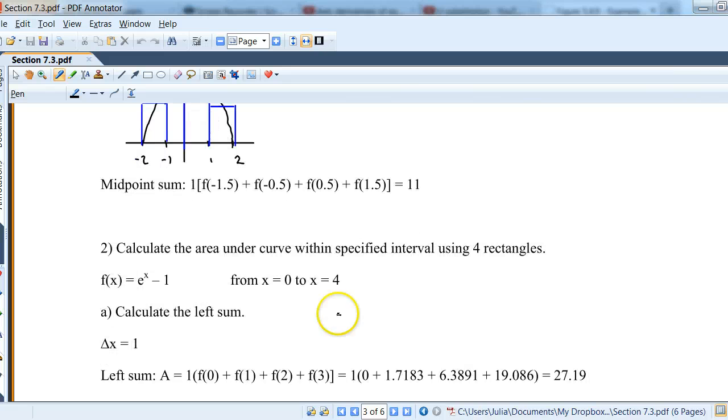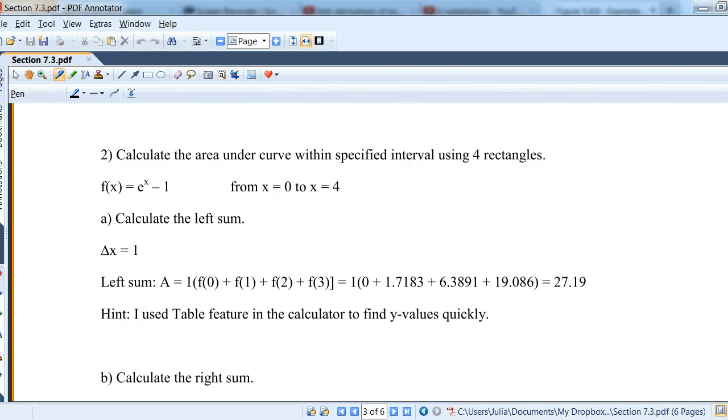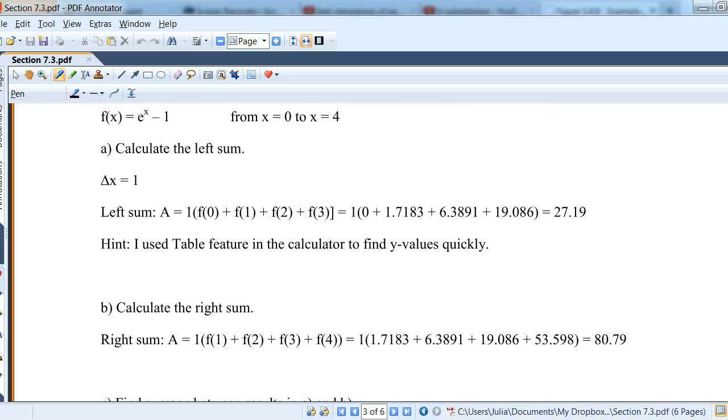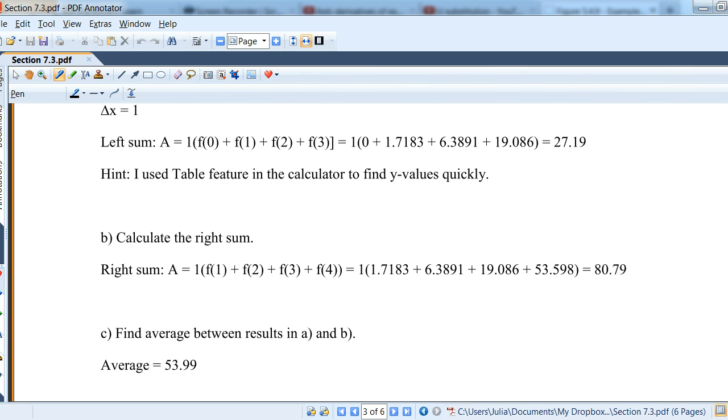And then I did the same thing with e to the x minus 1. Here I really used the table feature. Notice how I used decimals here. The left sum happened to be 27.19. The right sum happens to be much larger because you don't start at 0, but you start at the next one, and you end up with f of 4, which is a much larger value. So notice sometimes the values differ very much, especially if the function is like e to the x, which increases very quickly. Then the average happens to be 53.99. Again, I added them up and divided by 2.